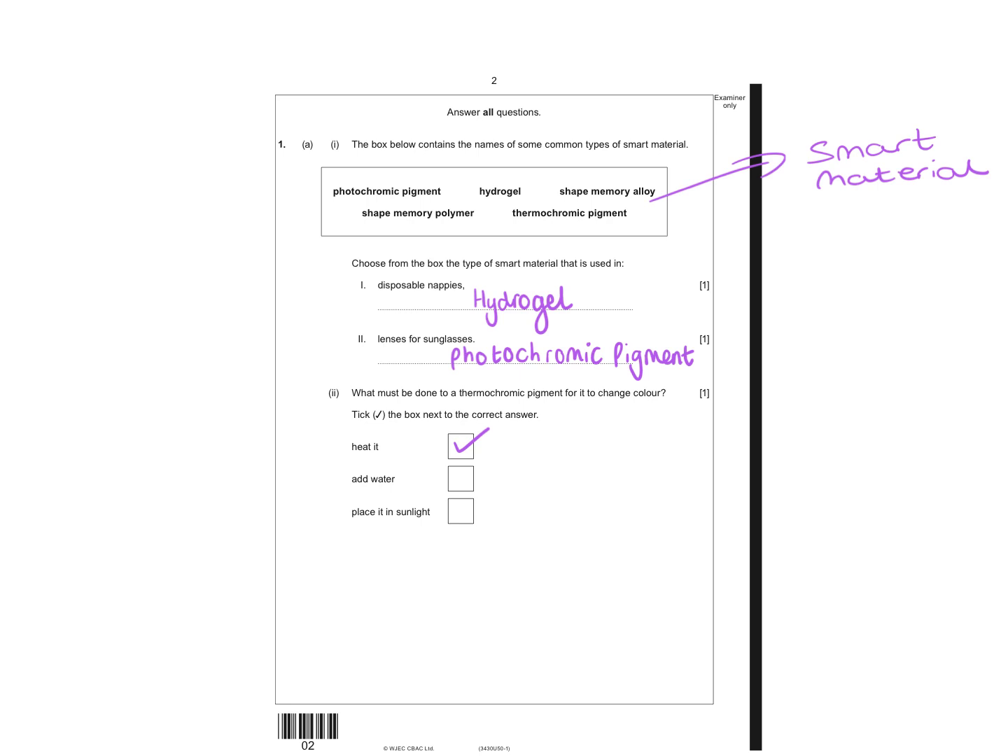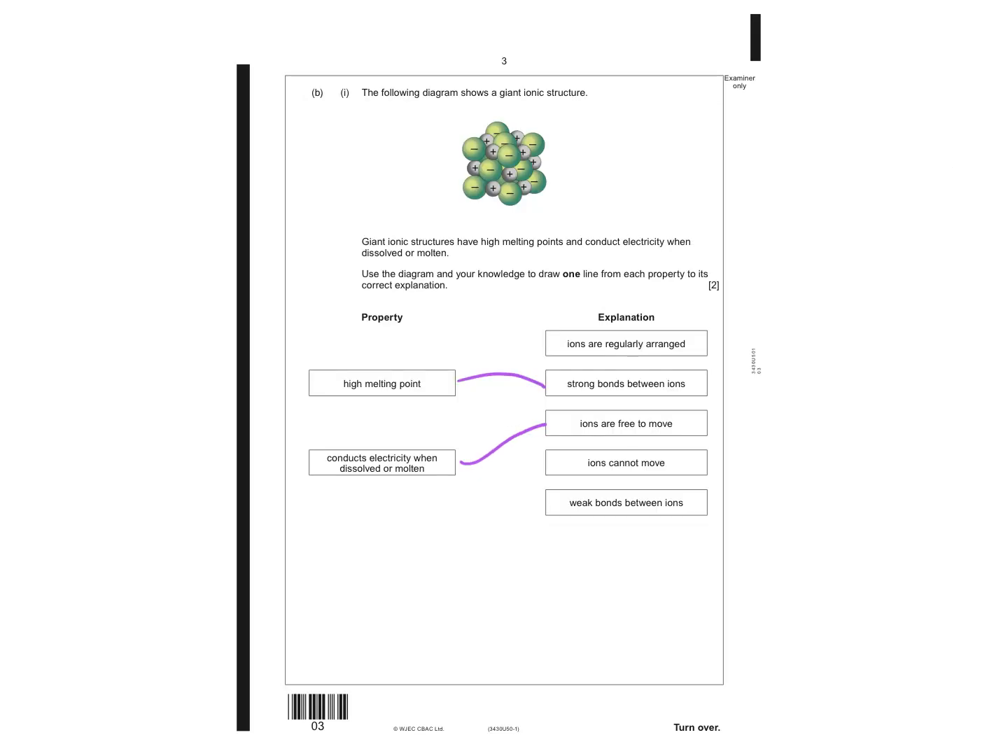So disposable nappies, that's hydrogel because they can hold up to 10,000 times their volume in water. And then lenses for sunglasses would be photochromic because they change colour in light. What must be done to the photochromic pigment for it to change colour? You heat it, apply temperature to it. Nice easy question to get you started.